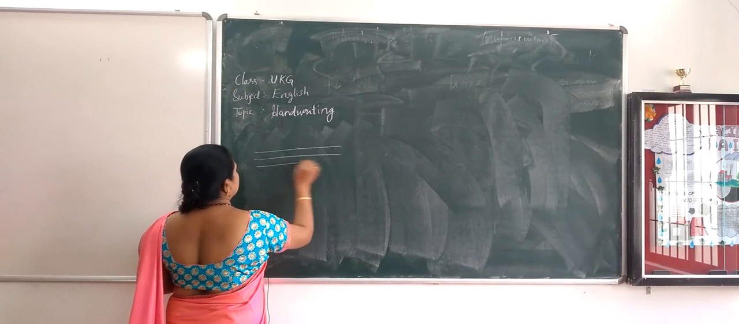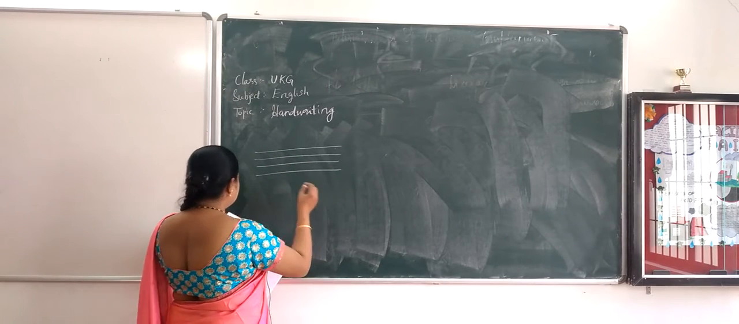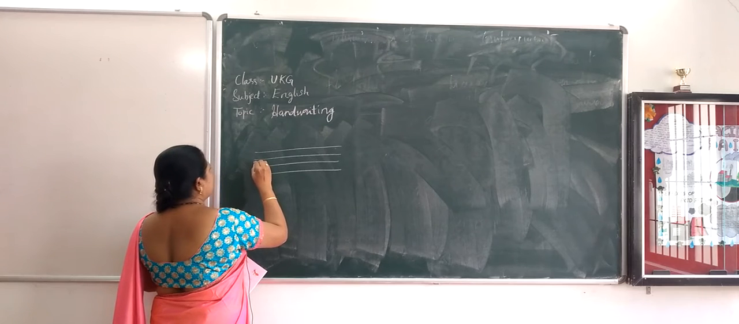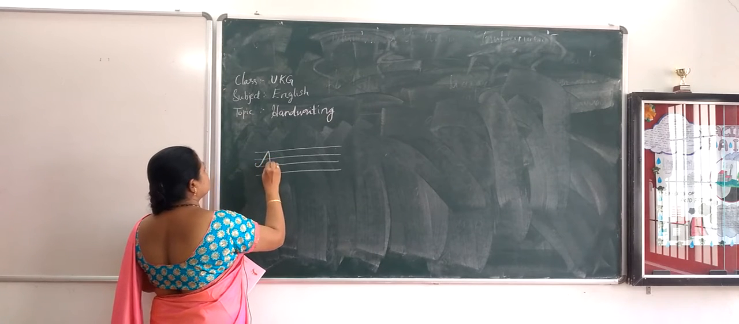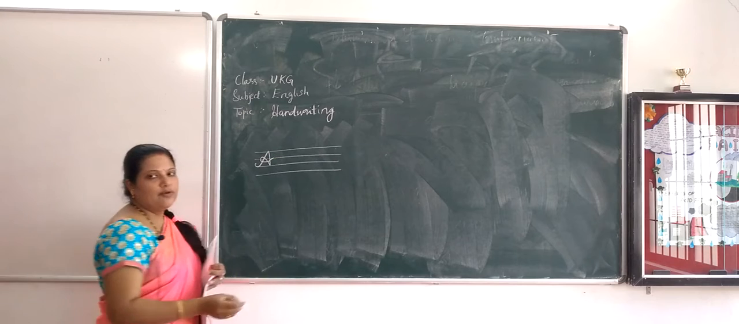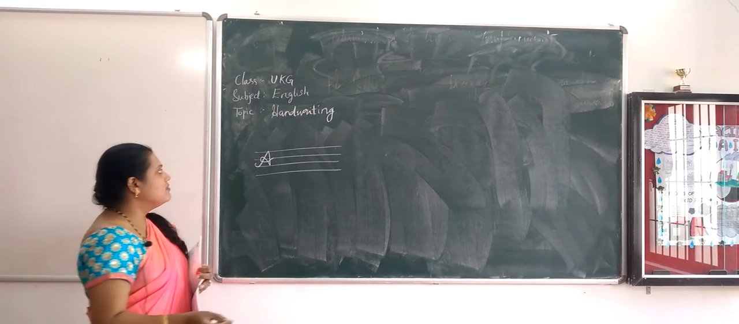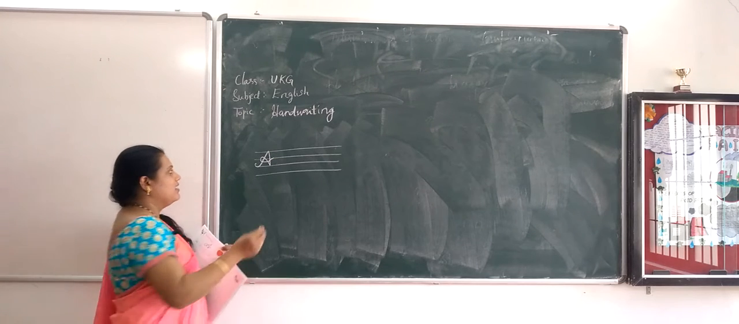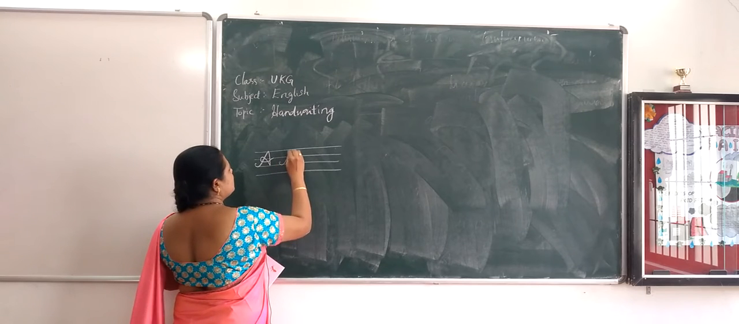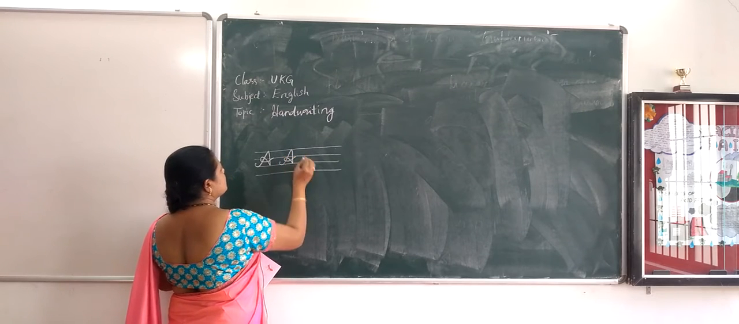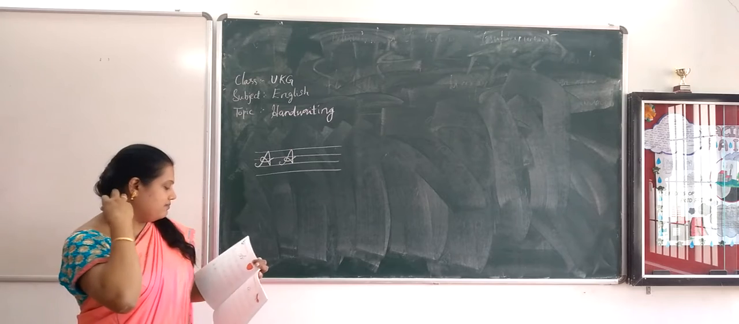Yes. Now see, in the 4 lines, how do you write capital A? Start from here. See, this is how you write A. Okay. This is cursive A. Can you write it again? See, this is capital A.